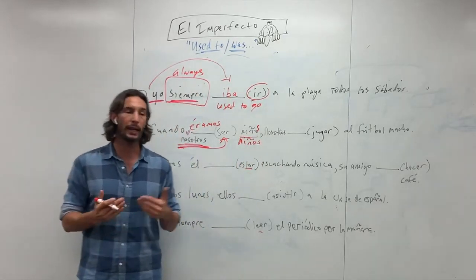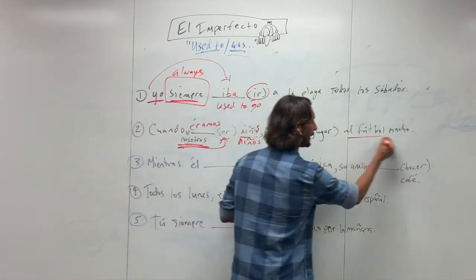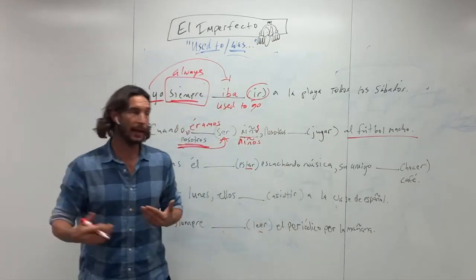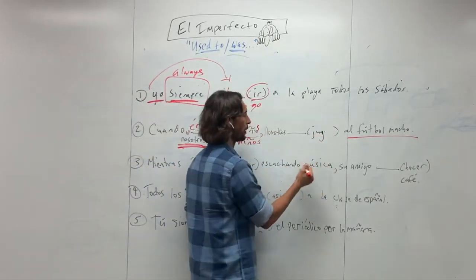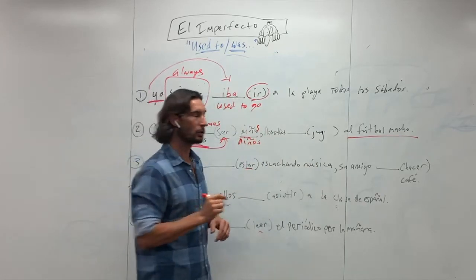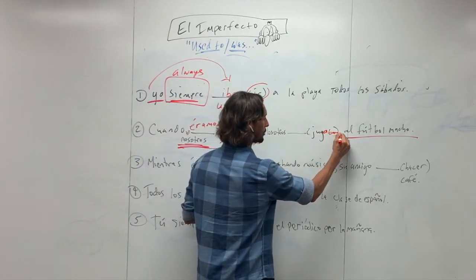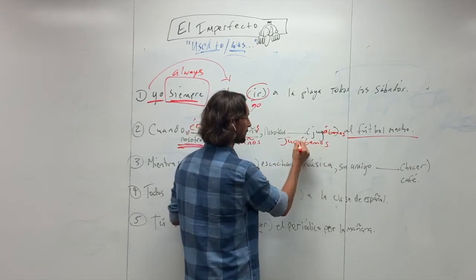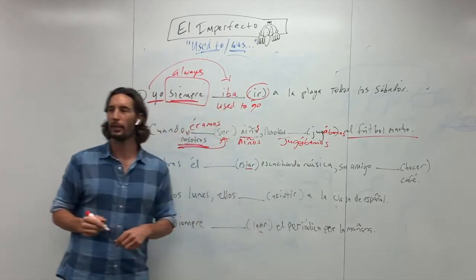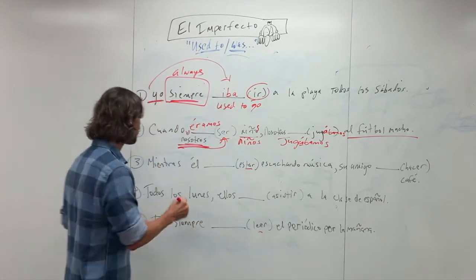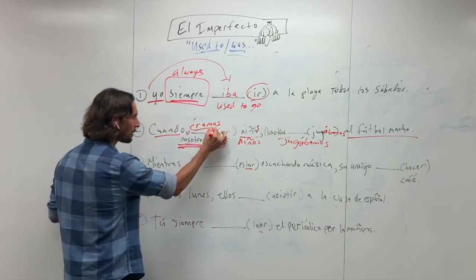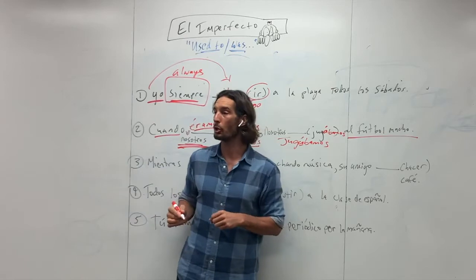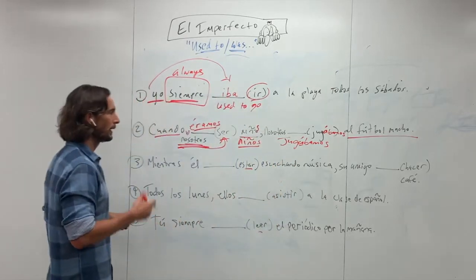Nosotros, we used to play soccer a lot. And so jugar, again, we drop the AR, and it's an AR verb, and we add the ending for nosotros, so that would be ábamos. And I'm going to write it so you can actually read it. So that would be jugábamos. So nosotros jugábamos al fútbol todos los días. Cuando nosotros éramos niños, nosotros jugábamos al fútbol mucho. Again, implying habitual activity in the past.